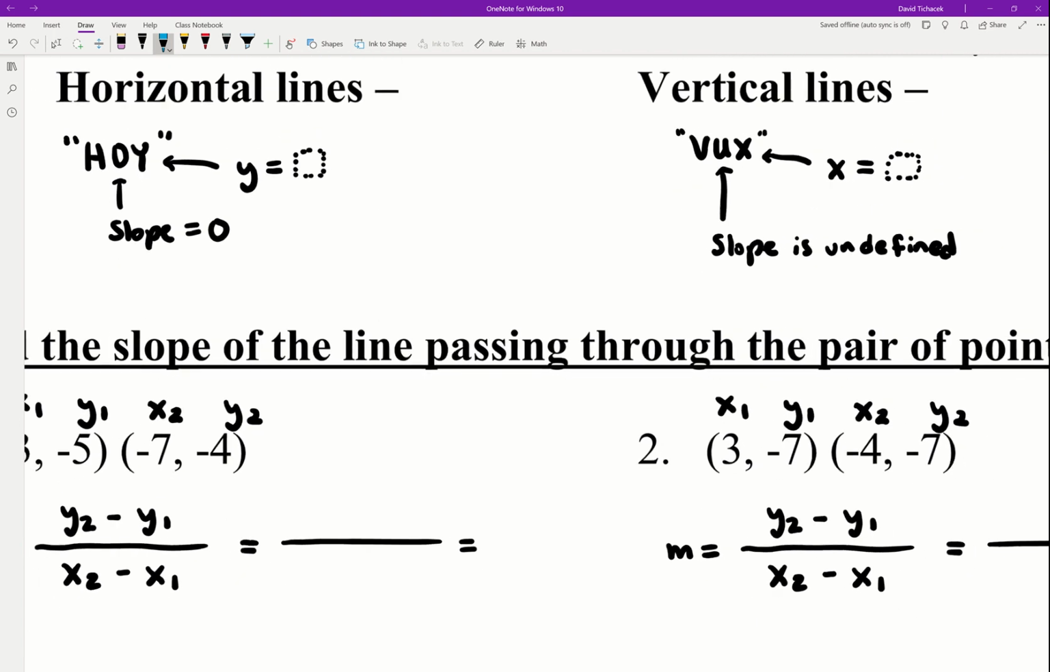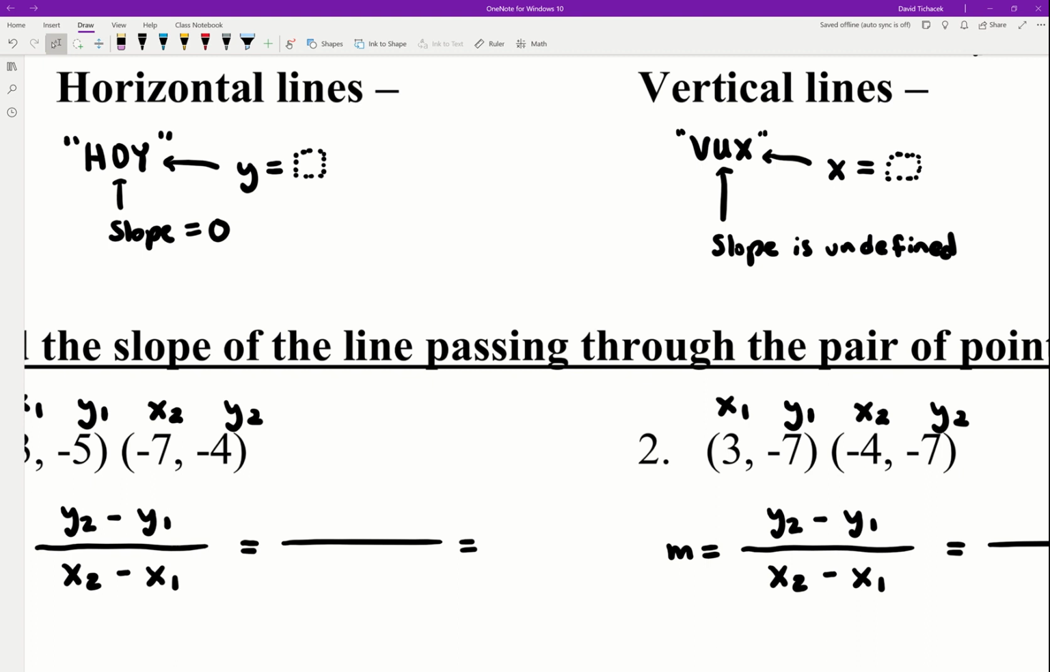Remember HOY and VUX for horizontal and vertical lines. Remember that the O in HOY is really the number 0, just to stand for the fact that any horizontal line has a slope of 0. The U in VUX stands for undefined, meaning that the slope of a vertical line is always going to be undefined. It's not even something that we associate with being a number.